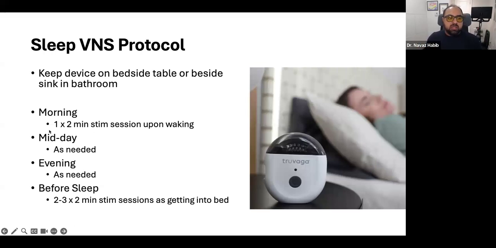So in the morning, 2-minute stimulation upon waking helps with the wakening response, helps with managing cortisol levels as needed in the midday and evening stages generally, but I'll increase the stimulation time and number of stimulation sessions between 2 and 3 2-minute stimulations as they're getting into bed.